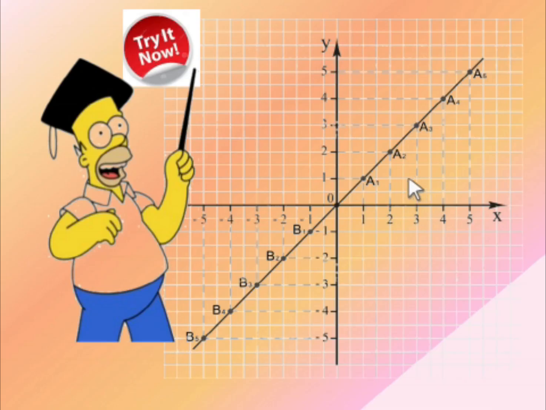Now, try this. You are now seeing the line and we will try to guess the equation of this line. This is 1, this is also 1. This is 2, this is also 2. This is 3, this is also 3. That means whatever is x, the same is y. So the equation of the line is x is equal to y, or y minus x is equal to 0.